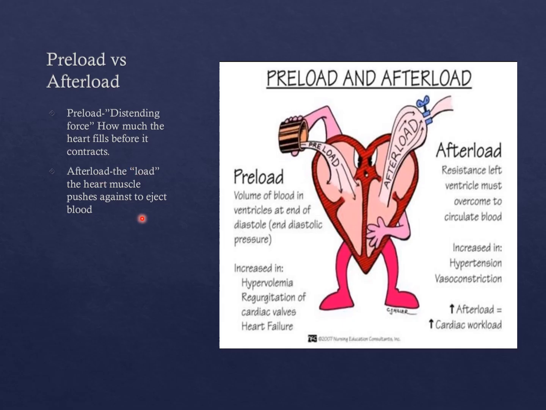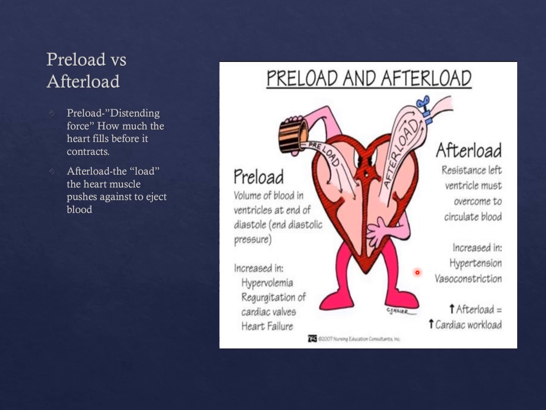And afterload is the load the heart muscle pushes against to eject blood. So every time there is ejection of blood during systole, when that heart muscle contracts, that contraction has to push against force caused by generally the systemic circulation. So it's pushing blood out into the systemic circulation, and the amount of pressure in the systemic circulation determines the afterload, the amount that the heart has to pump against. So it's really the resistance the left ventricle has to overcome to get blood into the circulation.